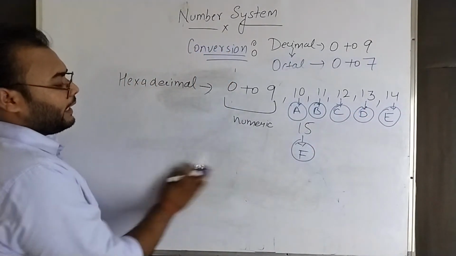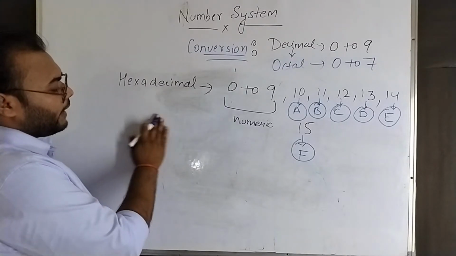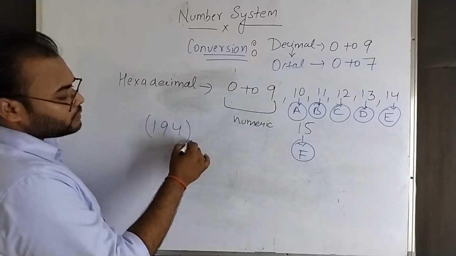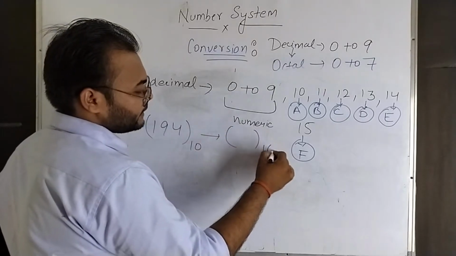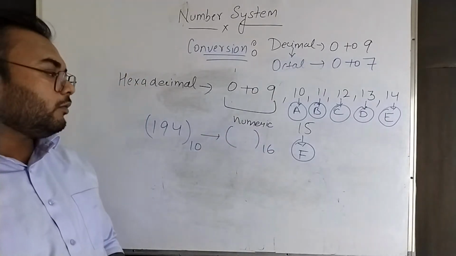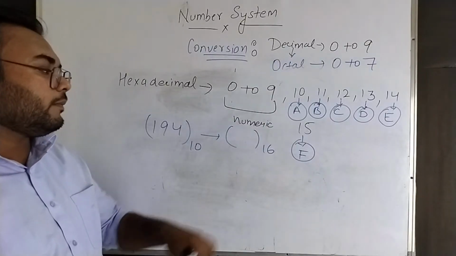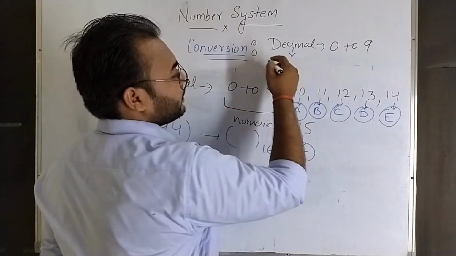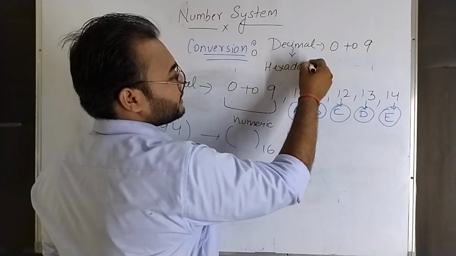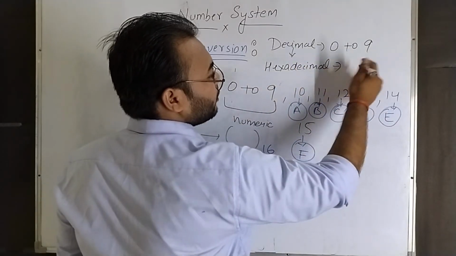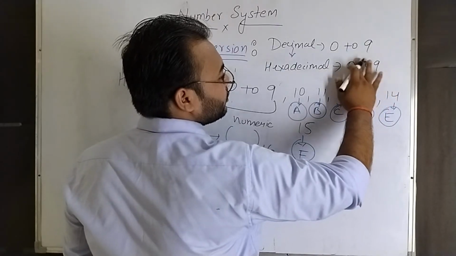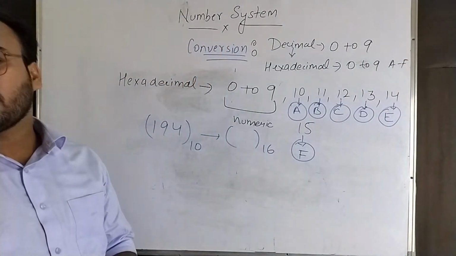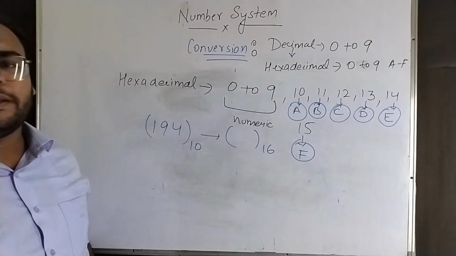So you will get a question like this. Suppose we have to convert 194 base of 10 to base of 16. This is the last question for decimal to hexadecimal. We use 0 to 9 and A to F. Now tell me, who is going to give the answer?